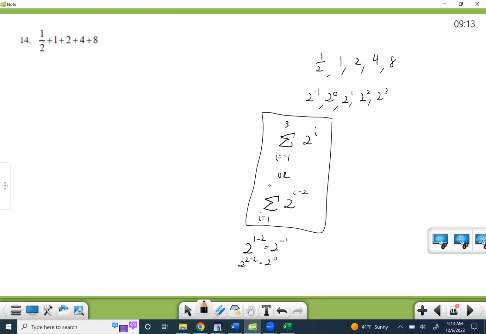Oh, I didn't put the top though, huh? Okay. So if we start at 1, let's count how many terms there are. 1, 2, 3, 4, 5. Okay, so it would go all the way from 1 to 5. And I always like to check stuff. If I plug a 5 in, 5 minus 2 is 3. And indeed, 3 is the last exponent. So we did a good job there.